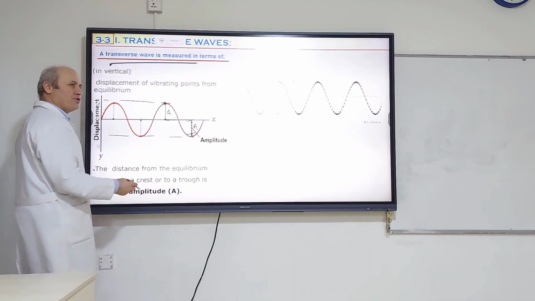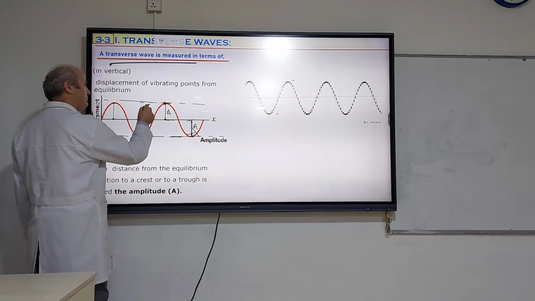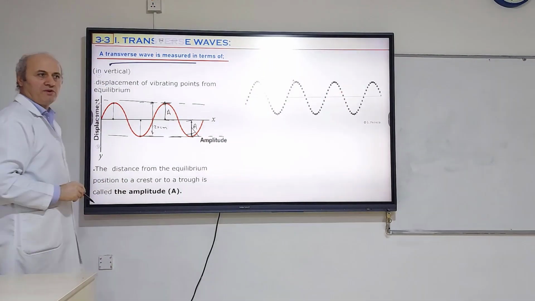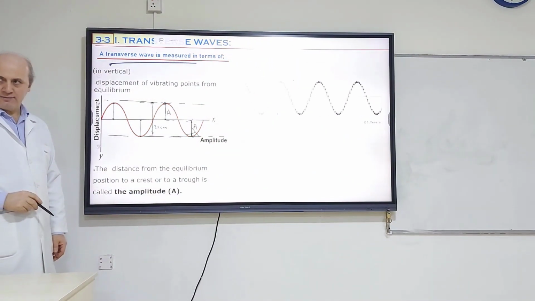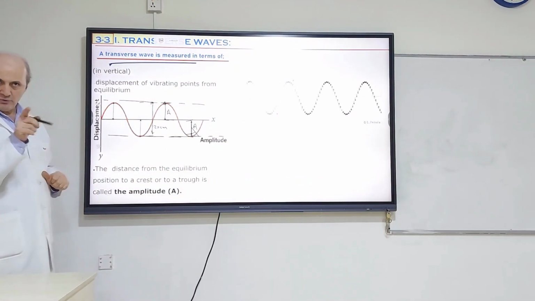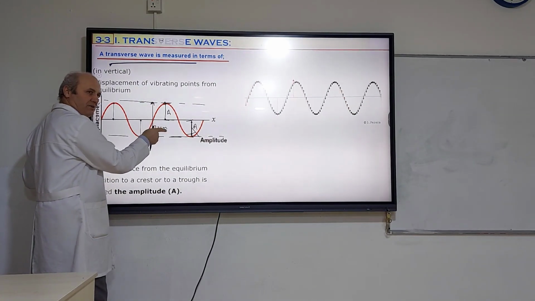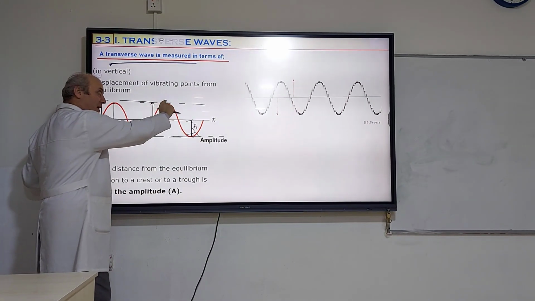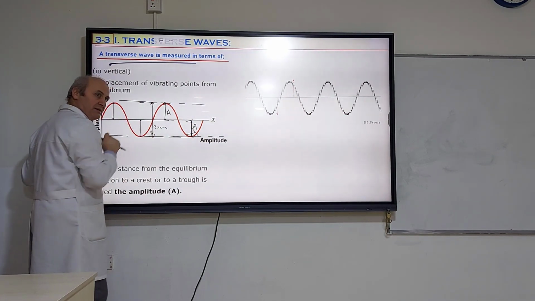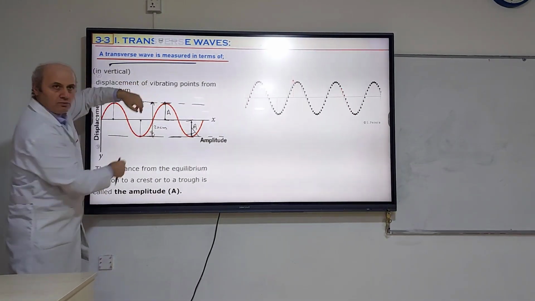Okay, let me ask a question to you. If this distance is given to you as 20 centimeter, what is the amplitude? 10. 10 plus 10, 20. One of the questions will be this way. Sometimes I see that some students directly write this number. No, this number is twice the A. A plus A, 2A is 20. A is 10 centimeter.